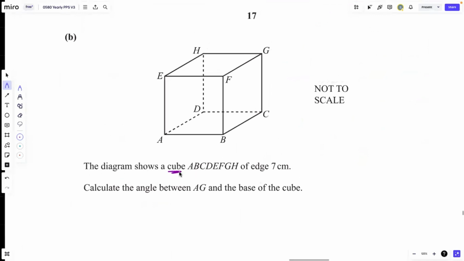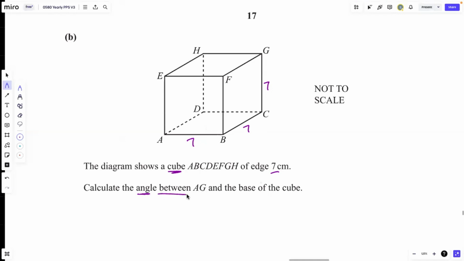Next up, we have a cube. A cube is basically the 3D version of a square. So you have all the sides actually the same, 7. So this is 7, 7, 7. All the three dimensions will have the length 7, 7, 7. Because a cube is just a 3D version of a square, having all the sides the same.